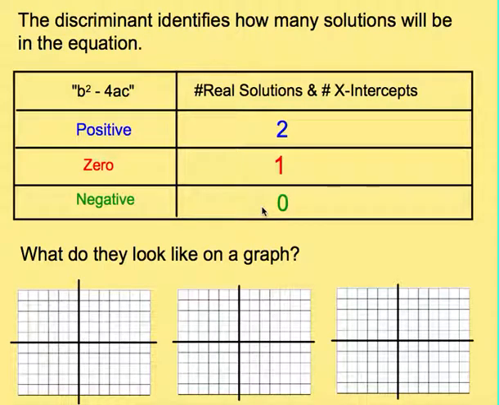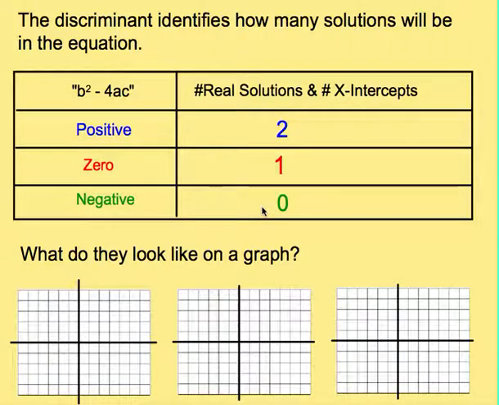The second part of our lesson is looking at the discriminant and just answering the question, how many solutions will this equation have? So remember, the discriminant is the part under the radical, b squared minus 4ac. If the discriminant is positive, it means you can take the square root and you will get two real solutions.